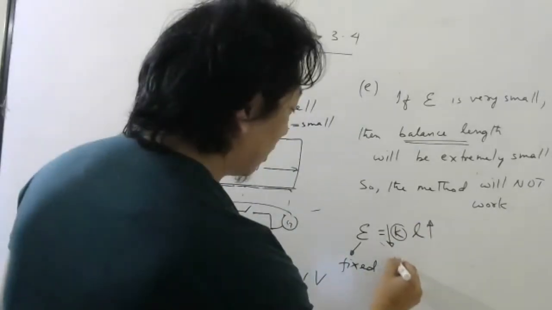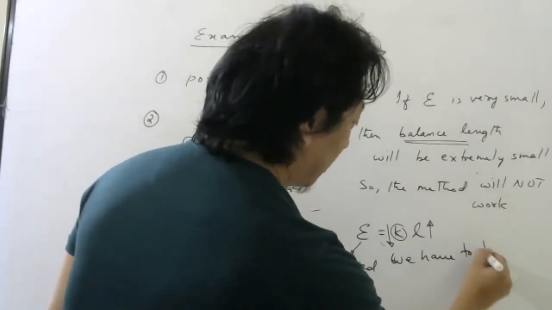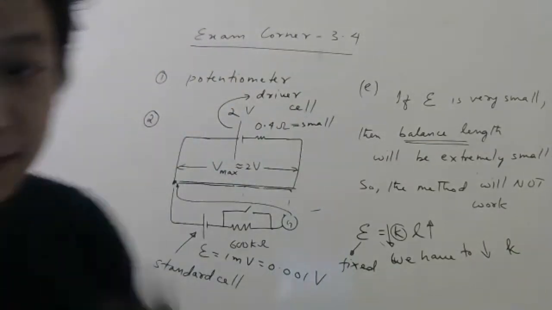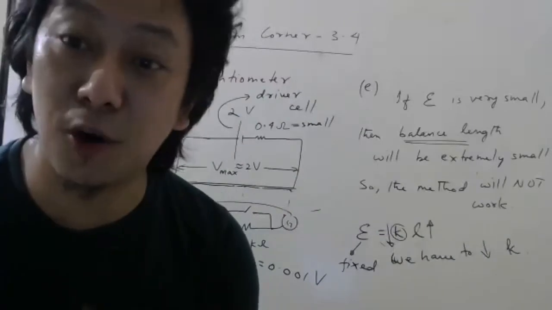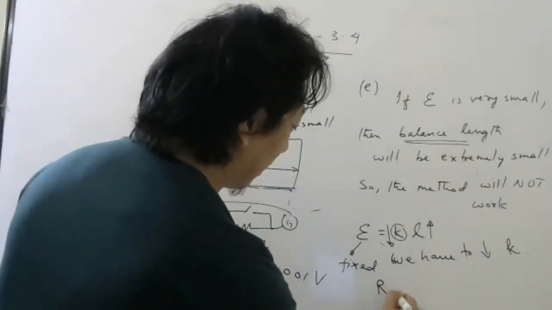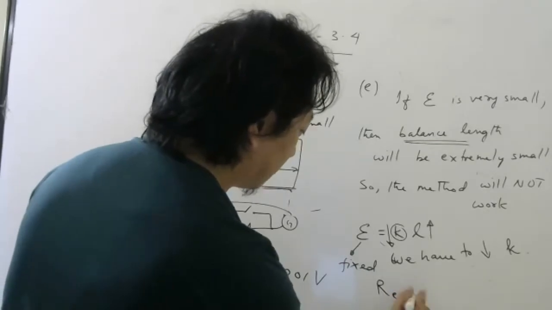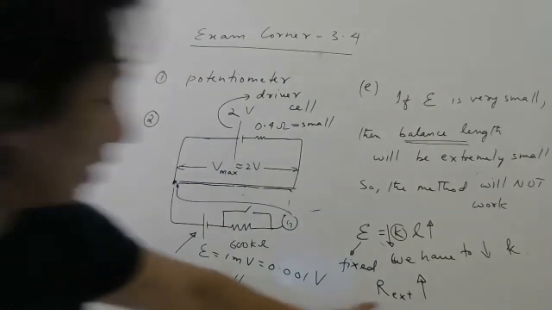So answer is we have to decrease K. We have to decrease K, matlab in exam potential gradient. And how can we make potential gradient small? Potential gradient can be small by increasing the external resistance. By increasing the external resistance, right?